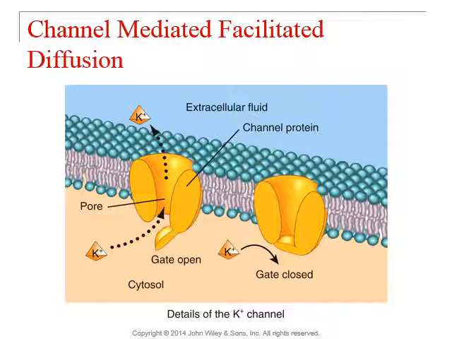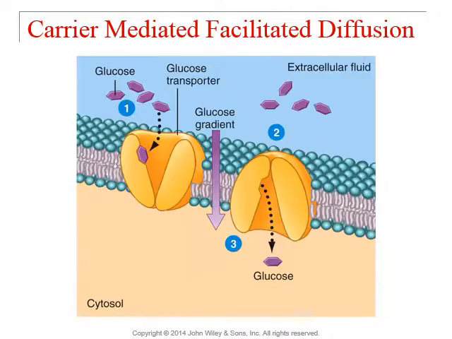So here we're seeing an example of channel-mediated facilitated diffusion. We see potassium that's going to flow out of the cell once the channel protein is open. If the channel is closed, naturally the potassium is not able to leave the cell. Here we see carrier-mediated facilitated diffusion, where glucose molecules will bind with the glucose transporter. So essentially, we're taking this from the blood and going, say, into a liver cell. It's going to change configuration, as you see in steps 2 and 3, and dump glucose into the cytosol.